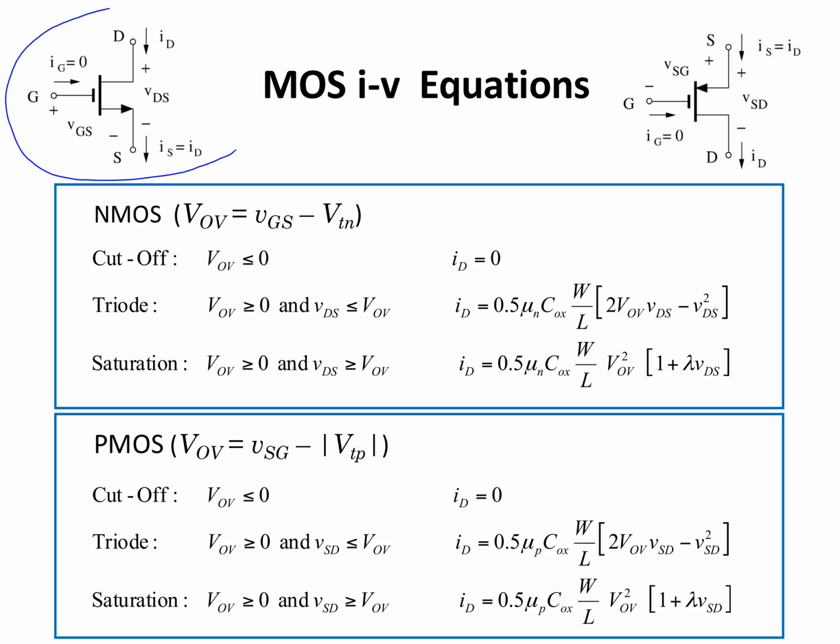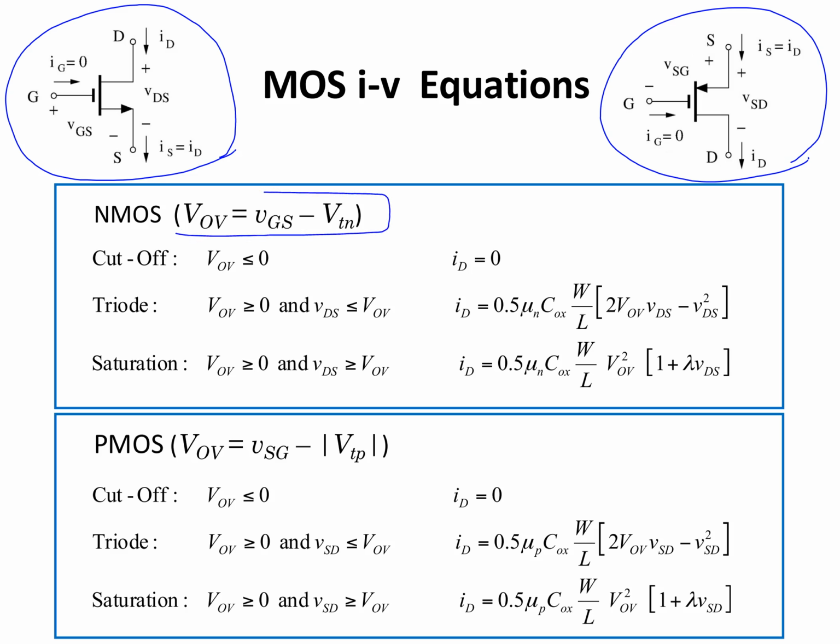This is the circuit symbol and the current and voltage labeling of an NMOS, and this is the circuit symbol and the current and voltage labeling for a PMOS transistor. So for an NMOS transistor, PMOS and NMOS equations are similar. We have an important term called overdrive voltage. It's defined as VGS minus VTN. For the case of NMOS, this subscript here represents the threshold voltage in an NMOS transistor.